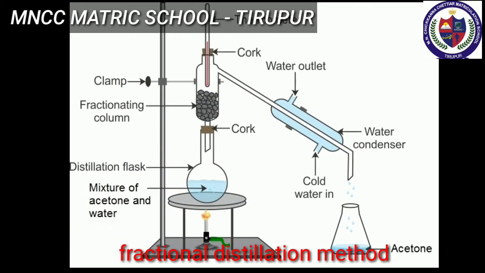Next, let us learn about fractional distillation method. To separate two or more miscible liquids which do not differ much in their boiling point, that means difference in boiling points is less than 25 Kelvin, fractional distillation method is used. Fractional distillation is used in petrochemical industry to obtain different fractions of petroleum, to separate the different gases from air, to distill alcohols, etc.